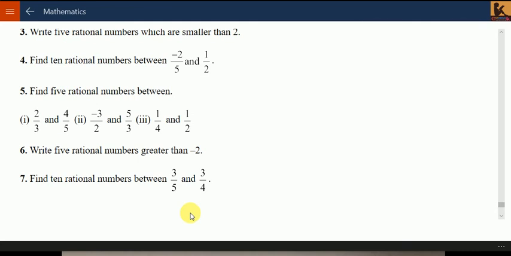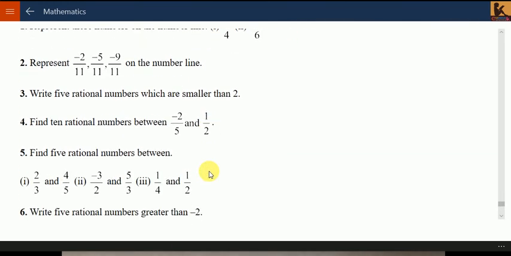Now the last question: find 10 rational numbers between 3 by 5 and 3 by 4. This also you can easily do by making the denominators the same and then increasing the limit of those fractions. I hope this is clear to all of you. You will be able to do all these questions in your notebook.